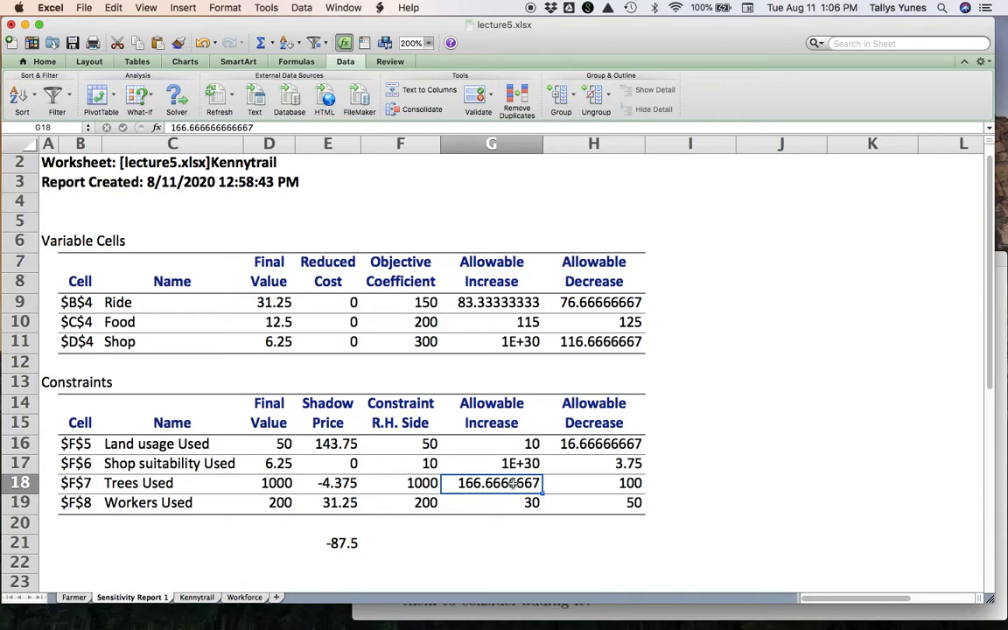The answer is, well, beyond the 166 trees, I can't really tell you exactly what the impact would be, because this shadow price would not be valid anymore. The most I can say is the first 166 and 2/3 trees that you add, each and every one of them would represent exactly a reduction of $4.37 per hour in my profit. Beyond those first 166, it would be another impact in terms of reducing my profit. All right, that's the most you can say there.